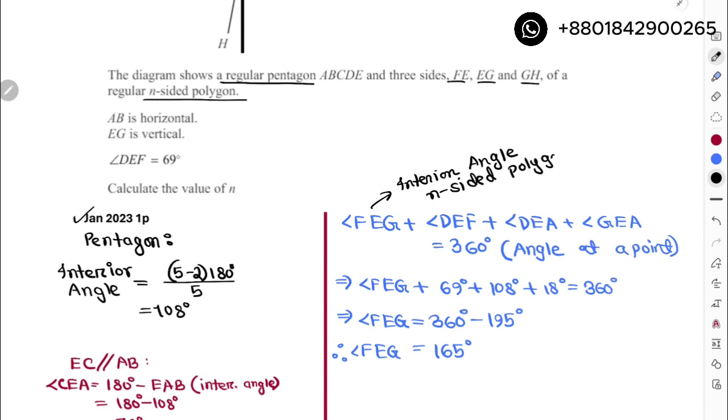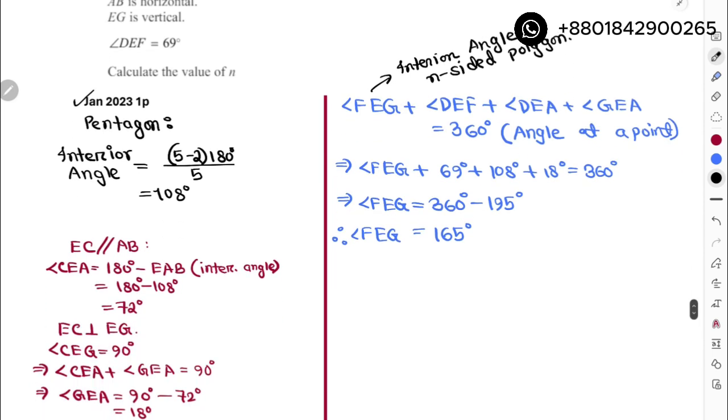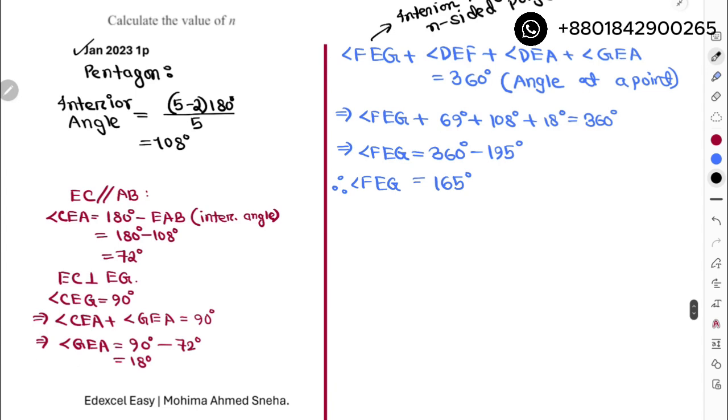Now, since you have the value for the interior angle of the inside polygon, you can easily use this to find out the value for n. Right, at this point, since you already know the interior angle is 165, since we have already used this equation previously, this is the equation n minus 2, 180 divided by n. This equation we have already used a lot. So in order to find out the value for n, I do not want to use my interior angle, I want to use my exterior angle.